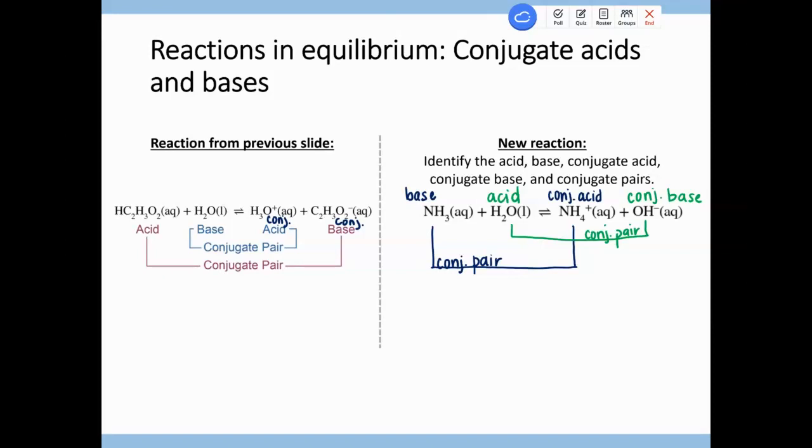Okay, questions so far on conjugates or identifying acid base? Yeah. So you only have a conjugate because it's an equilibrium, right? I don't think we identify conjugates for irreversible reactions. You could though, you could. Because even if it's an acid breaking, I'm gonna say we won't do that in our class.